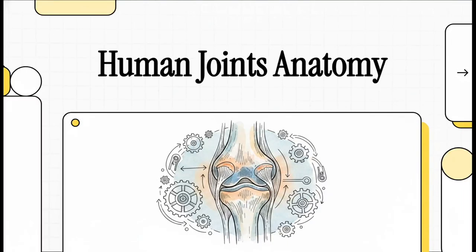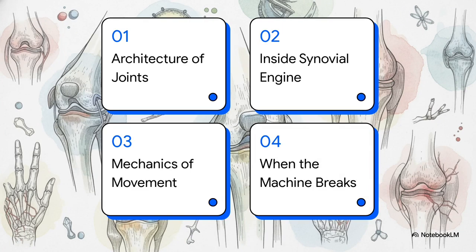Welcome to this explainer. Today we're going to completely demystify the complex mechanics of human joints. We're taking all that dense, heavy anatomical textbook stuff and transforming it into a super accessible user manual for your body's hardware. Right, let's just jump straight into it. We've organized everything into 4 logical parts for you. The architecture of articulation, inside the synovial engine, the mechanics of movement, and finally, when the machine breaks.